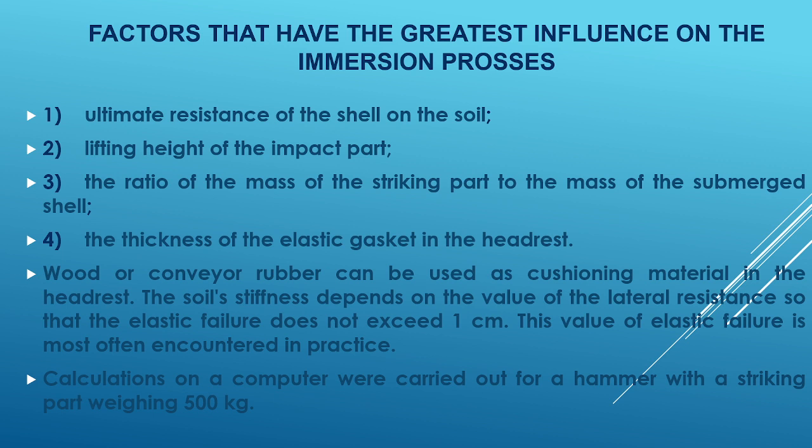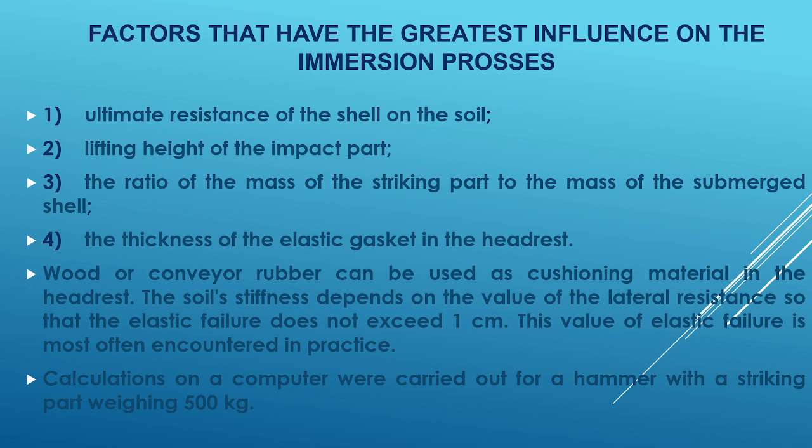The factors that have the greatest influence on the immersion process are, first, the ultimate resistance of the shell in the soil. Second, the lifting height of the impact part. Third, the ratio of the mass of the striking part to the mass of the submerged shell. Fourth, the thickness of the elastic gasket in the headrest. Wood or conveyor rubber can be used as a cushioning material in the headrest.